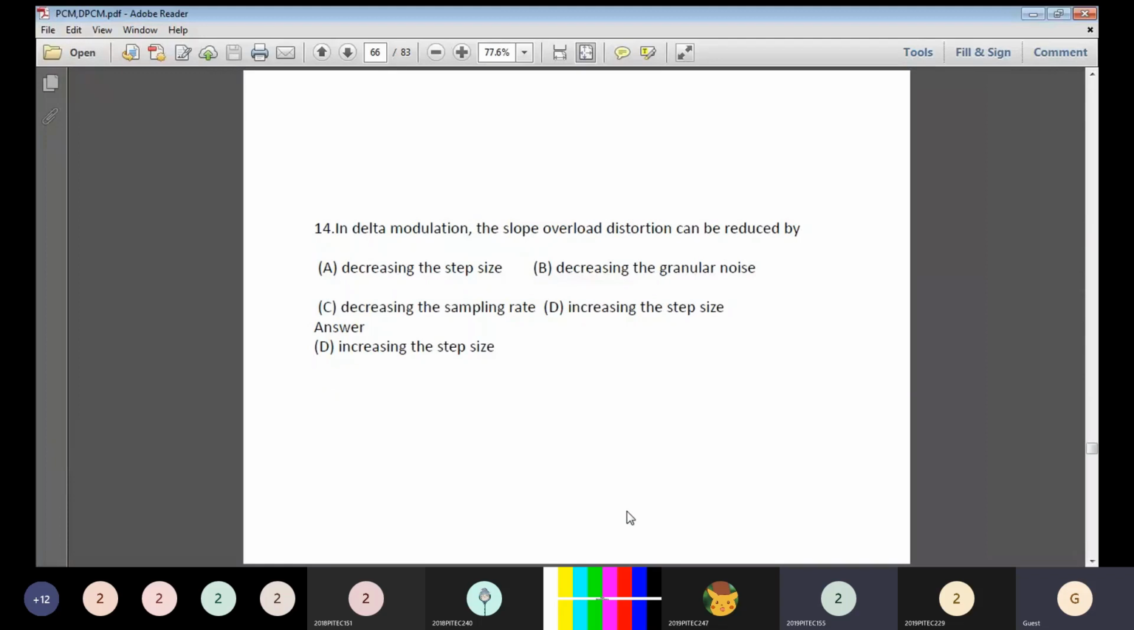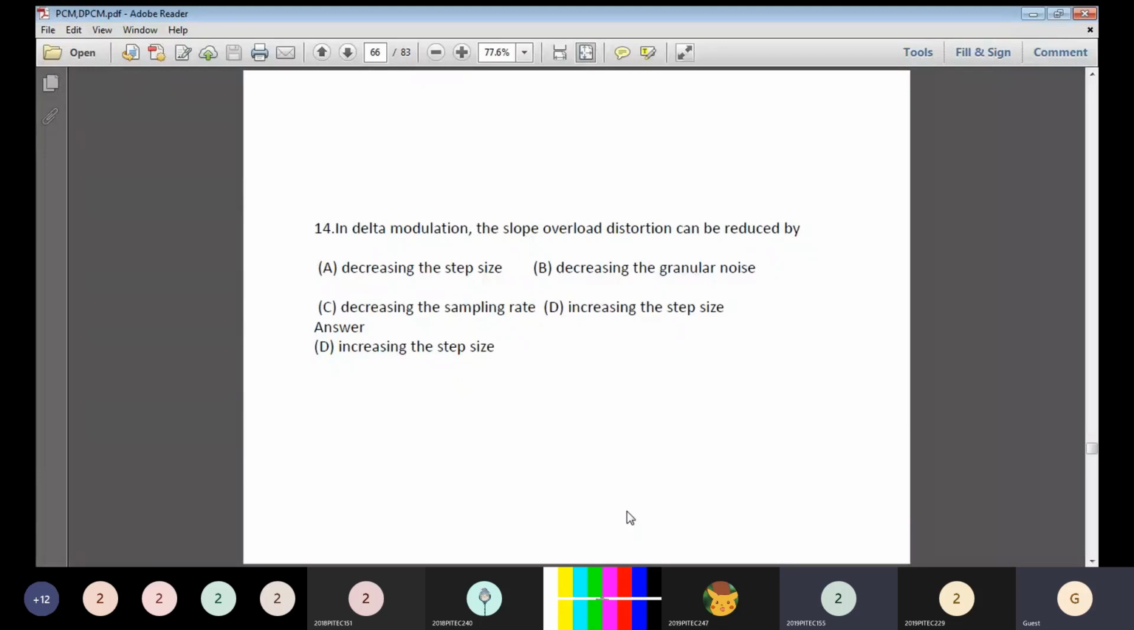Option A, decreasing the step size. Option B, decreasing the granular noise. Option C, decreasing the sampling rate. Option D, increasing the step size. The first option, decreasing the step size: if we decrease the step size, it will reduce the granular noise. It won't reduce the slope overload distortion. So the first option won't come.